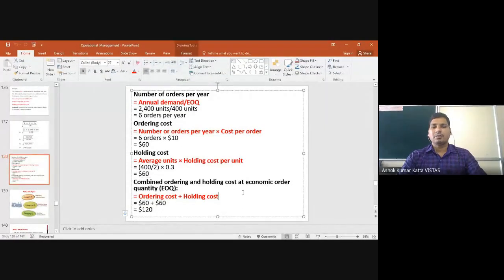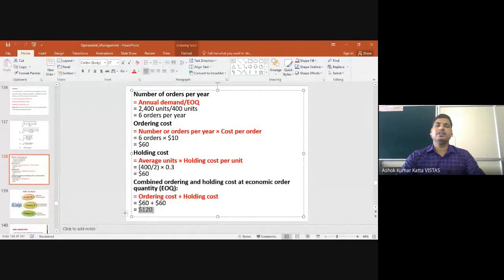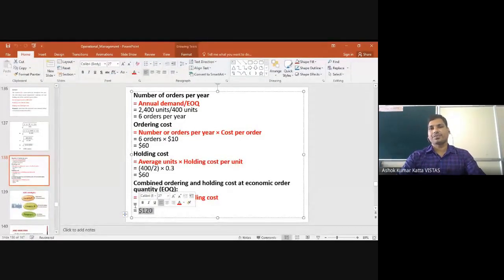Next, combinedly we are calculating the ordering cost and the holding cost. So there is no need for a formula and all these things. By seeing this, you can understand ordering cost is 60, holding cost is 60. So the total will come to $120. So in a year, only for ordering and holding purposes, you are spending this much money.